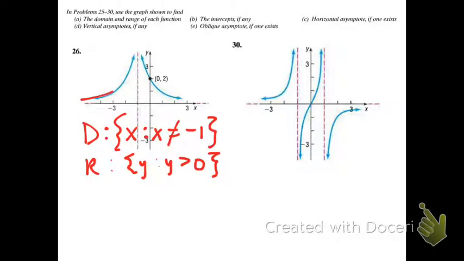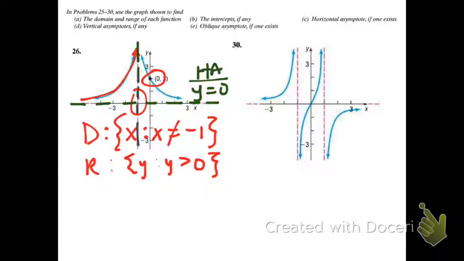We could just see the range. The y values go down to 0 and go up to positive infinity. The x values include every x value except for this vertical asymptote, which is at x equals -1. The intercepts, we can clearly see that 2 is a y-intercept and we have no x-intercepts. We have the line y equals 0, and that y equals 0 is our horizontal asymptote. And the vertical asymptote would be x equals -1. And again, like I said, we're not going to be finding oblique asymptotes.